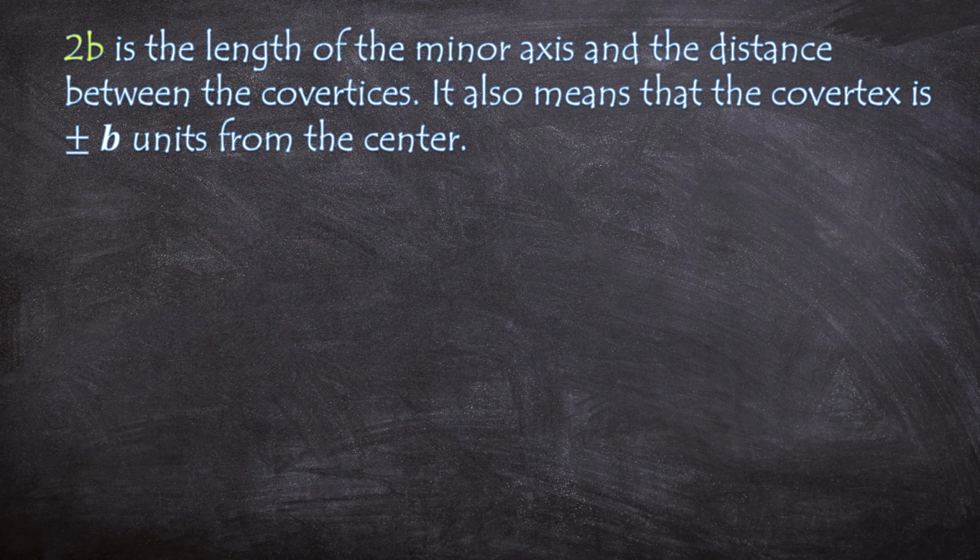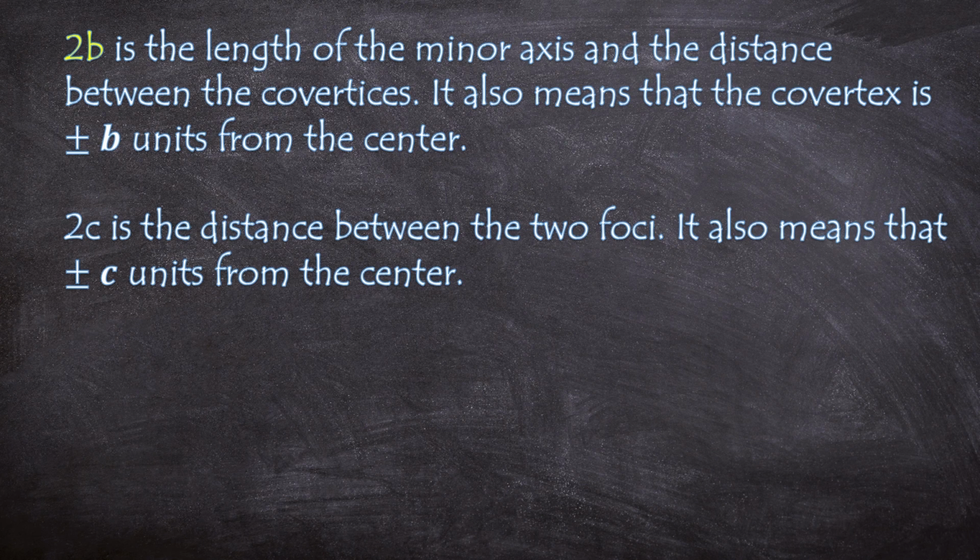2b is the length of the minor axis and the distance between the co-vertices. So it also means that the co-vertex is plus or minus b units from the center. 2c is the distance between the two foci. It also means that the foci are plus or minus c units from the center.